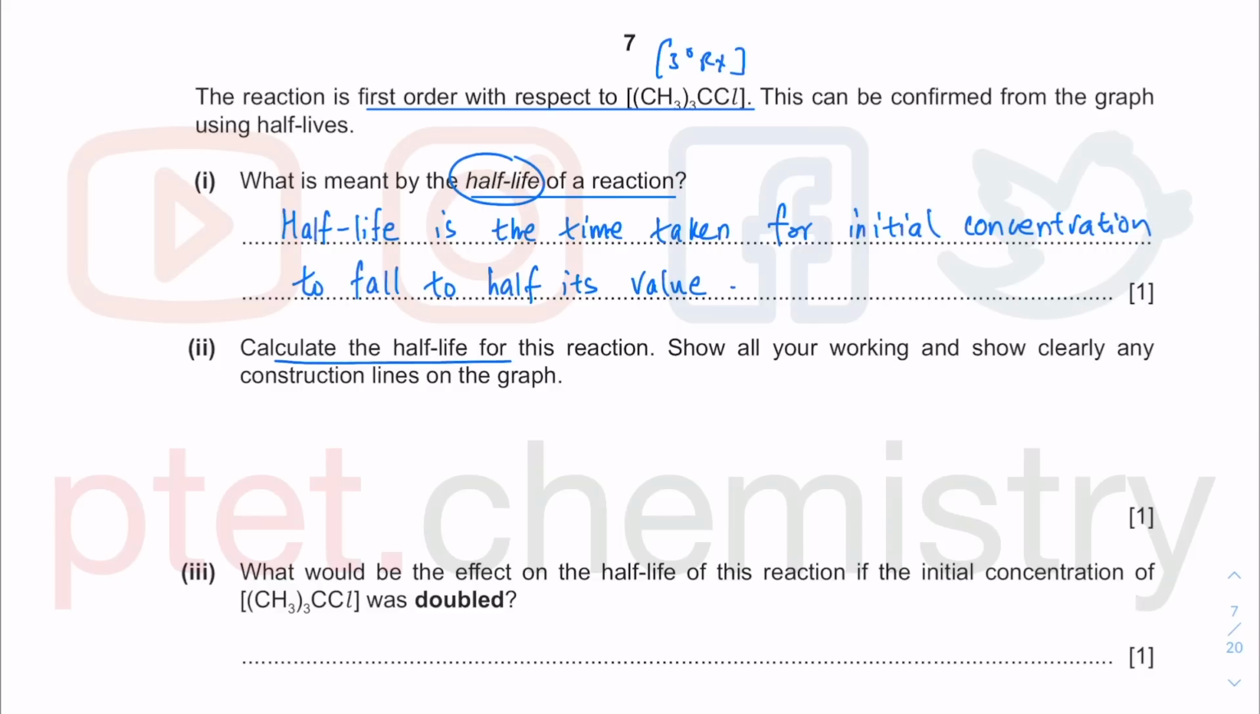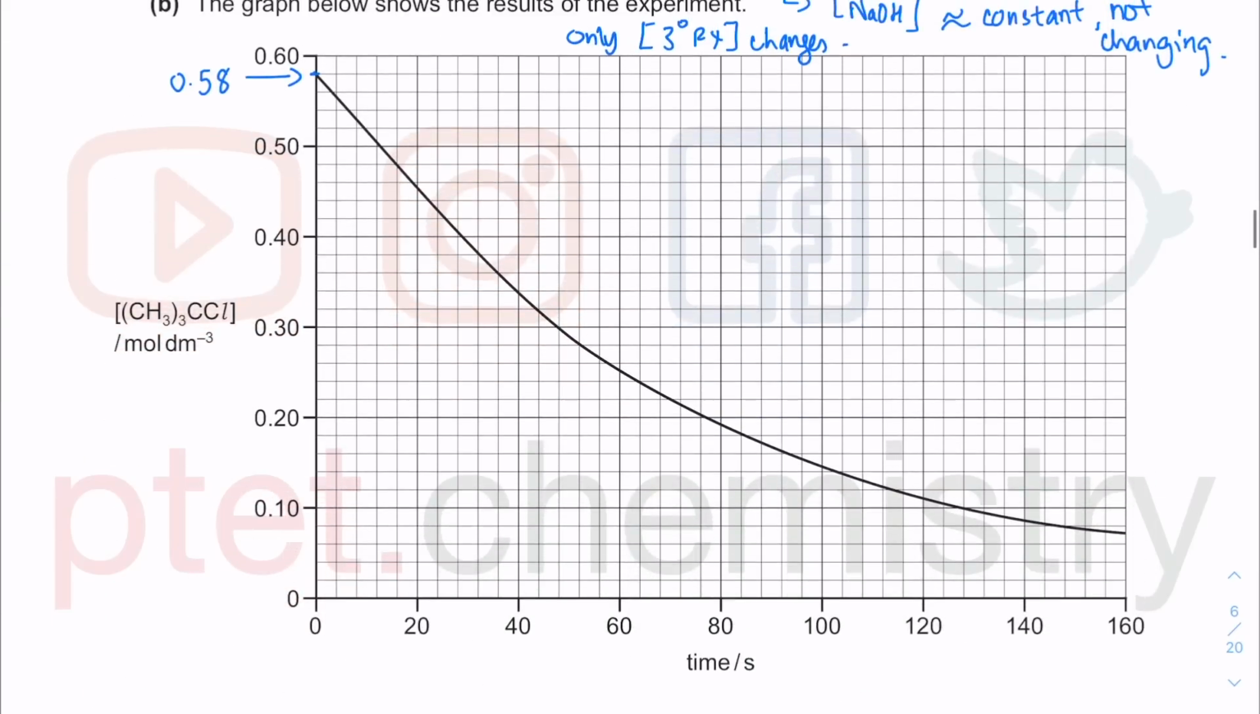Now calculate the half-life for this reaction. Show all your working. Very typical of this type of question in paper 5 these days, but it could also come out in paper 4 as well. So they want construction lines, so more than one. They want half-life, they don't want initial rate. So 0.58 divided by 2, I get 0.29. So 0.29 is going to be there. So there's my construction lines.